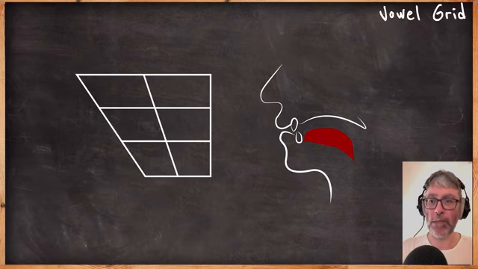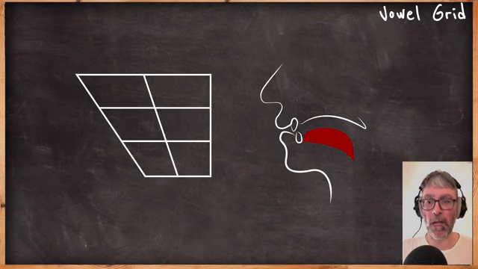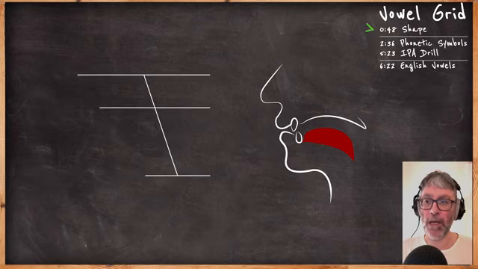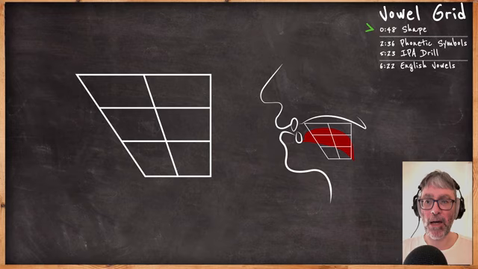In this video, I'm exploring the vowel grid, otherwise known as vowel chart or vowel quadrilateral. It's in 3 parts. You can see the timings now if you want to skip to any of these sections. The first one is the shape itself and how that relates to the mouth.